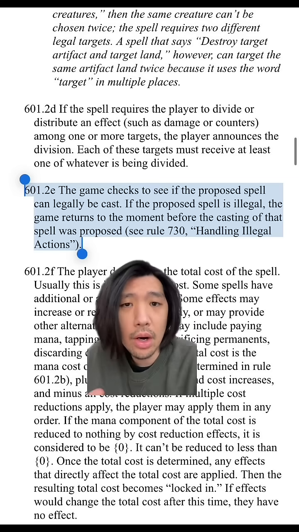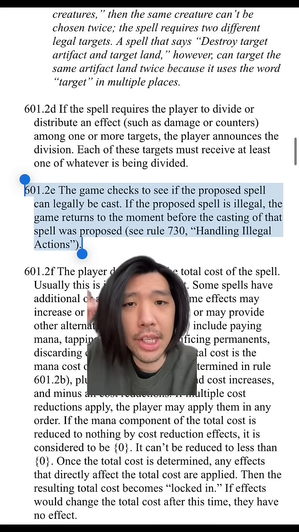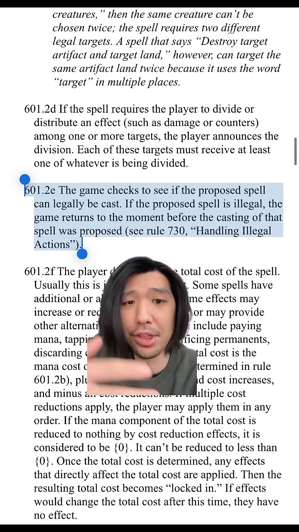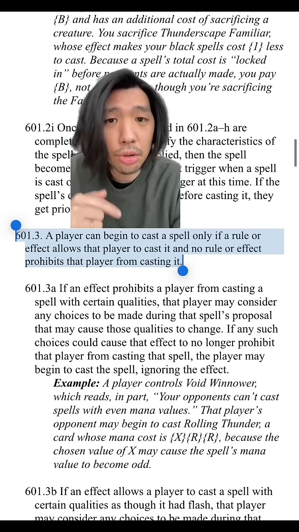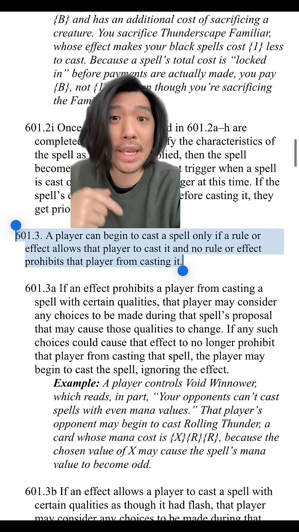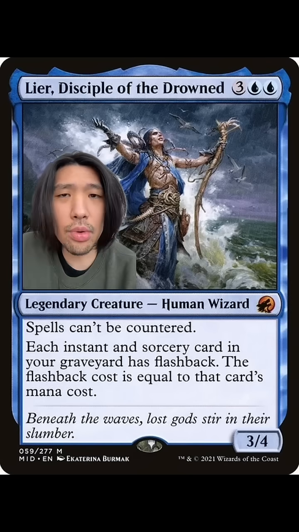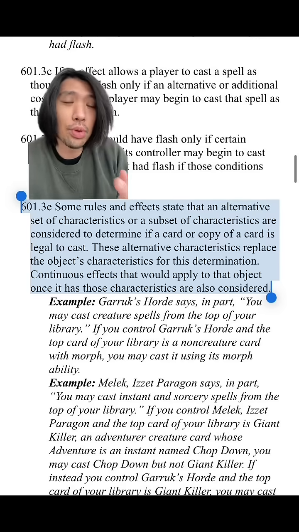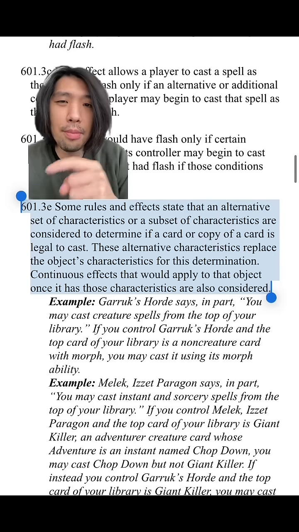So the reason why Lier works with adventure spells isn't due to the legality check that happens later on during the spell casting process. This actually has nothing to do with it, because it's actually this hurdle that we need to cross first in order to even begin the process. So what exactly is the rule that gives Lier permission to cast adventure spells with flashback from the graveyard? 601.3e. Yes, this ruling has given me so much of a headache that I remember the number for it now.